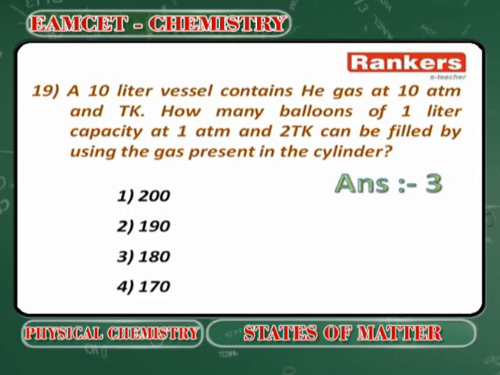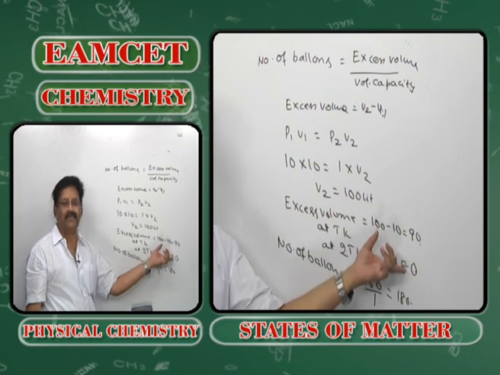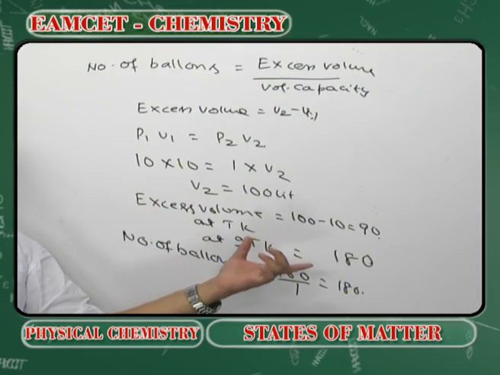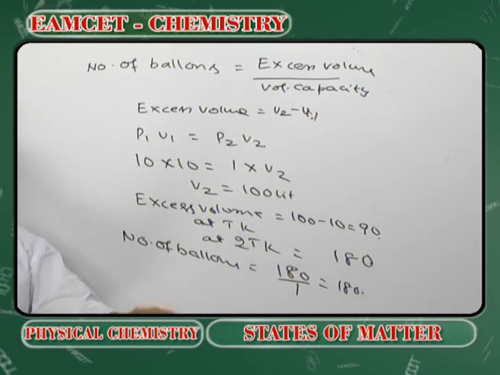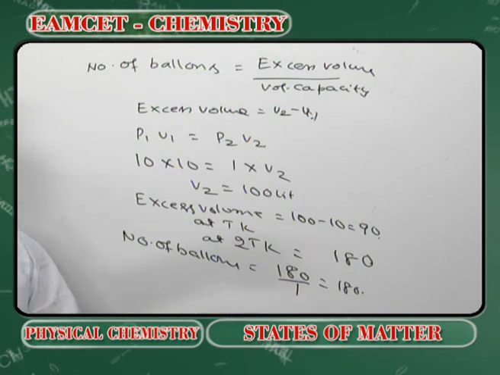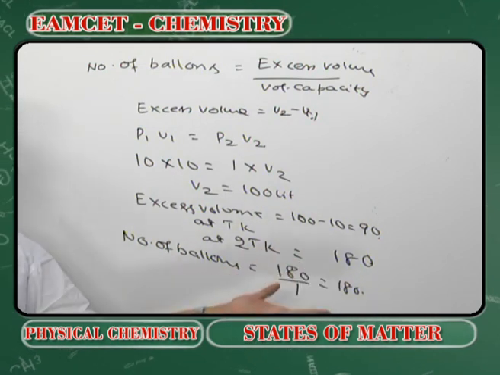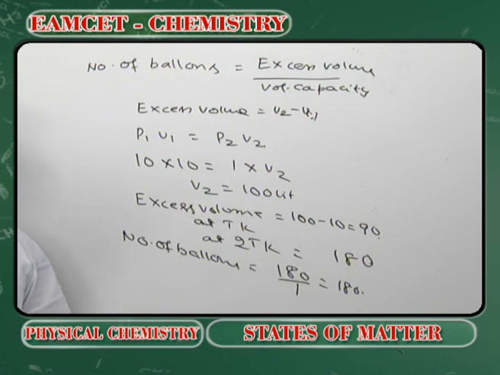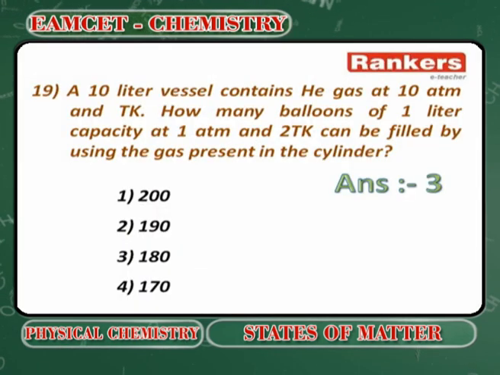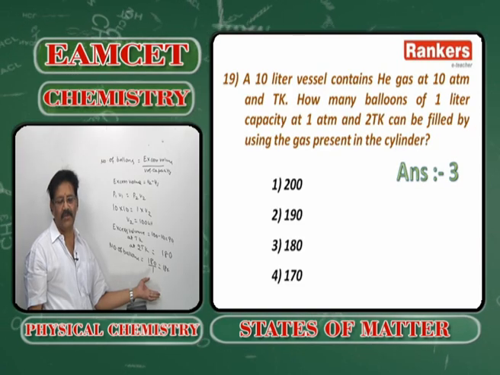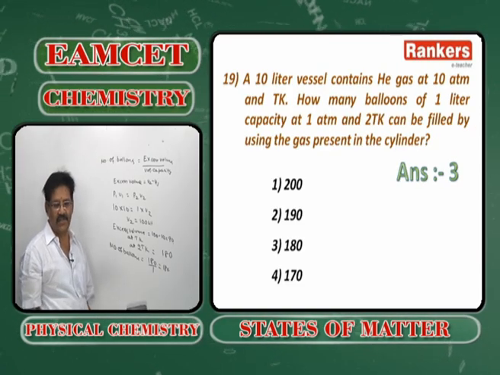What is the twist they have given? We first calculated the excess volume at the same temperature. Now we have to calculate the excess volume at double the temperature. At double the temperature, excess volume will be 180, and number of balloons that can be filled is equal to excess volume by volume capacity of the balloon. So option 3 is the answer.